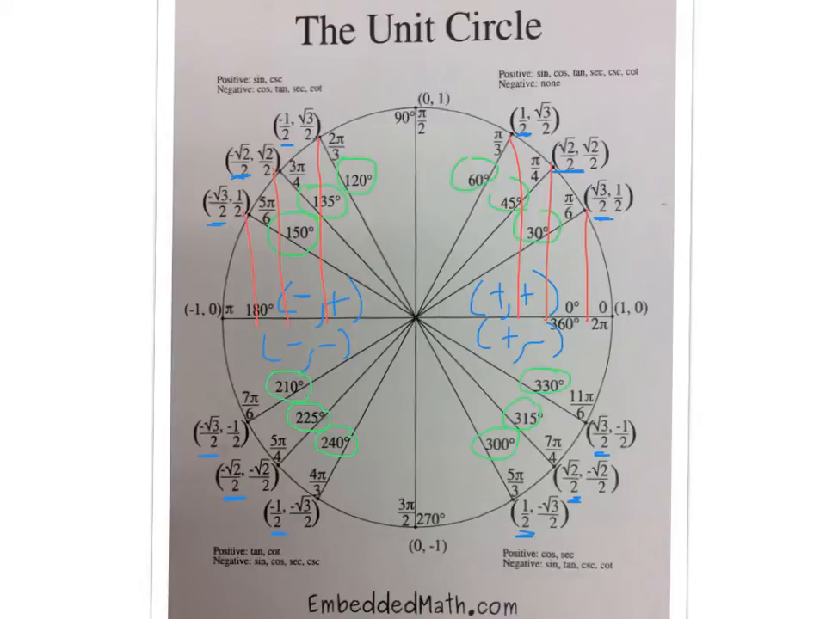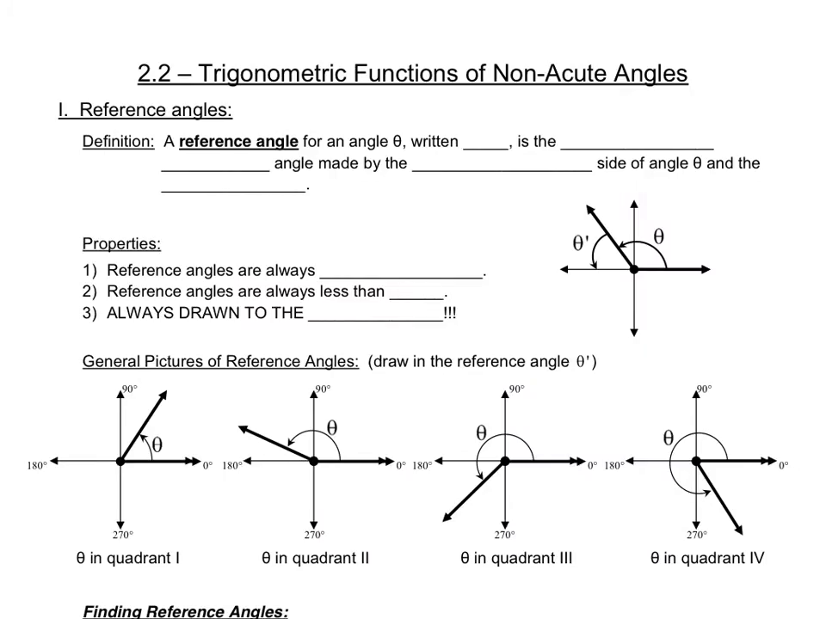Okay, so once again, make sure that you guys always have these on you. You've already learned the quadrantal angles, and now we're just going to add the rest of the unit circle in. Okay. All right, so let's talk about a reference angle. So the reference angle for angle theta, written as theta prime, is the positive acute angle made by the terminal side and the x-axis.